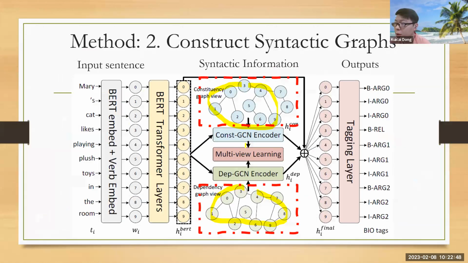So by having these two graphs, we consider how we can fuse them, because these graphs are different, but they share the same set of nodes, because they are 0 to 9. There are a total of 10 words in this sentence. So these graphs have different views. Therefore, we can perform multi-view learning.